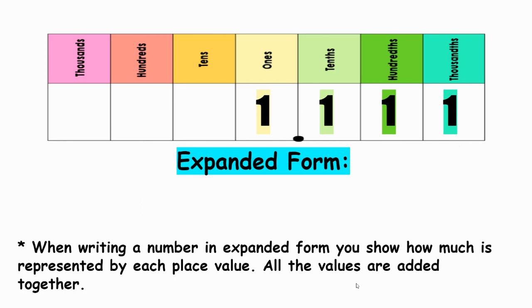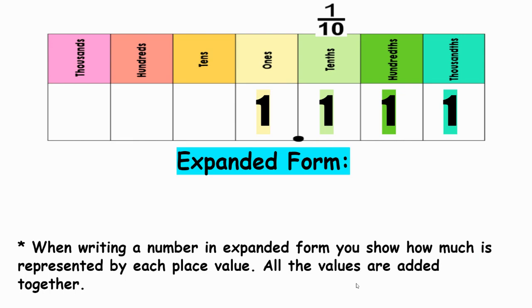So to begin, let's remember that when writing a number in expanded form, you show how much is represented by each place value. And then all of those values are added together to create the number that we're trying to represent. So in this case, we have 1/1, 1/10, 1/100th, and 1/1,000th, altogether making 1 and 111 thousandths.